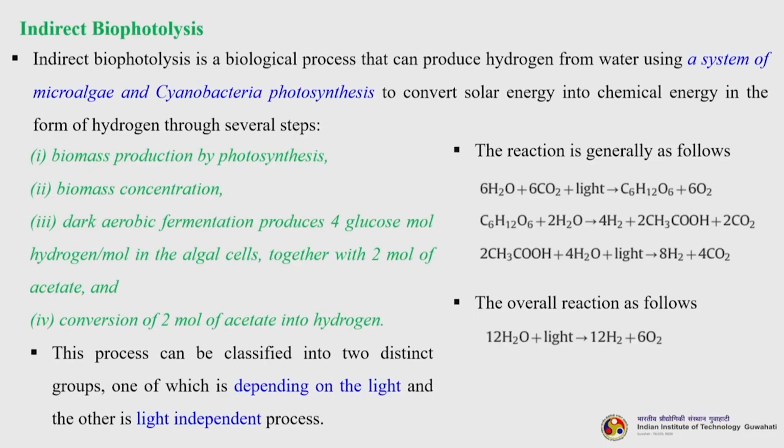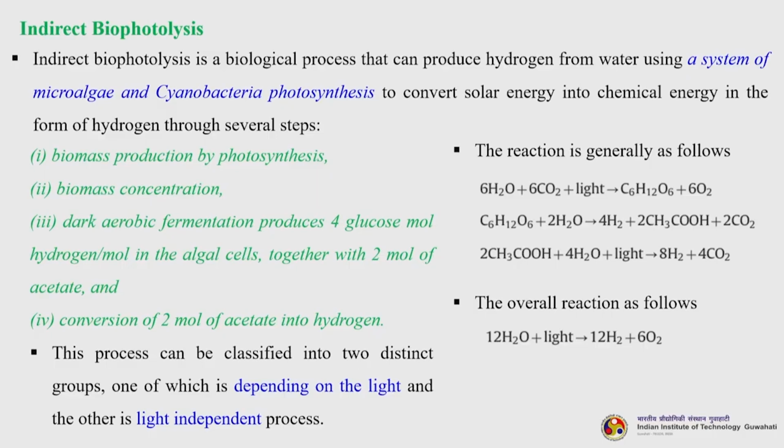Now, we will discuss indirect biophotolysis. Indirect biophotolysis is a biological process that can produce hydrogen from water using a system of microalgae and cyanobacteria photosynthesis to convert solar energy into chemical energy in the form of hydrogen through several steps. Now, what are those steps?